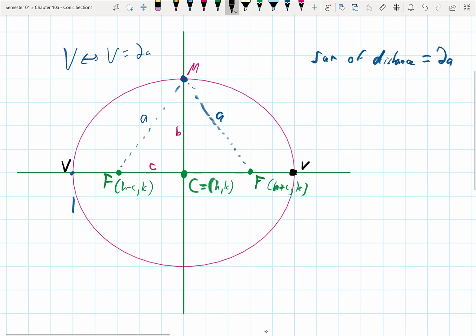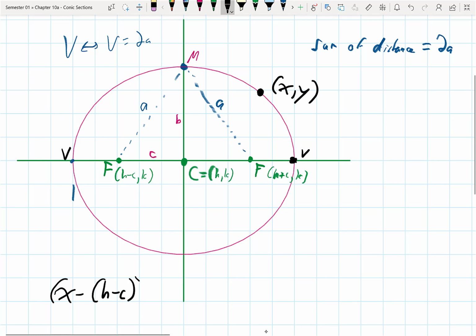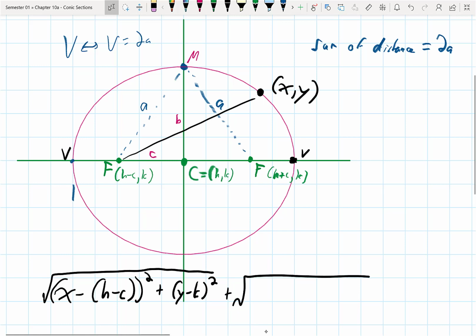And I'm going to put an arbitrary ordered pair here, call that (x, y). If an ellipse is defined as all the ordered pairs where the sum of the distances, so the square root of (x - h - c) squared plus (y - k) squared, that's the distance from here to here, plus the square root of (x - h + c) squared plus (y - k) squared, the distance from here to here, and that sum of distances is equal to 2a, as we saw up here, with that original one we drew.